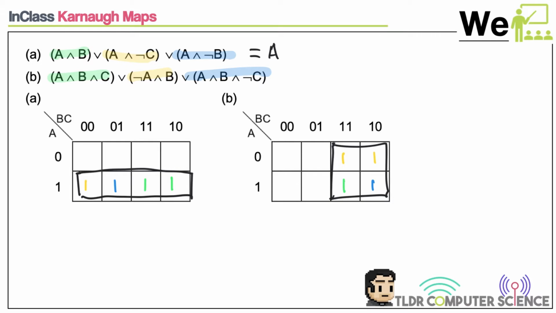But let's finish this off. C is 1 here and 0 here, doesn't stay the same. So in the end, the simplification of this, it would literally be the value B.